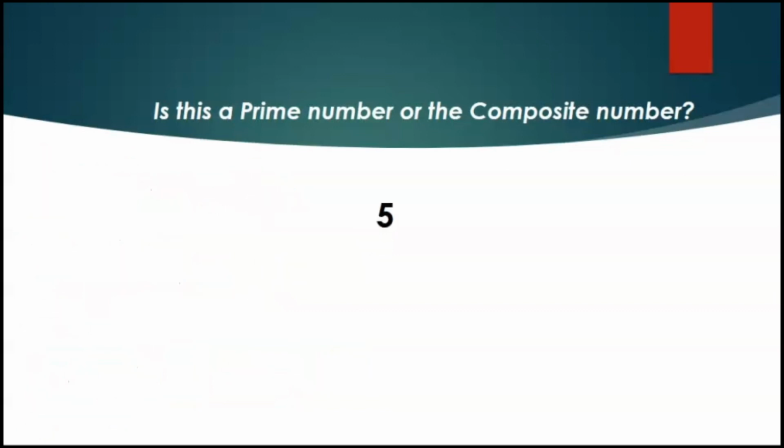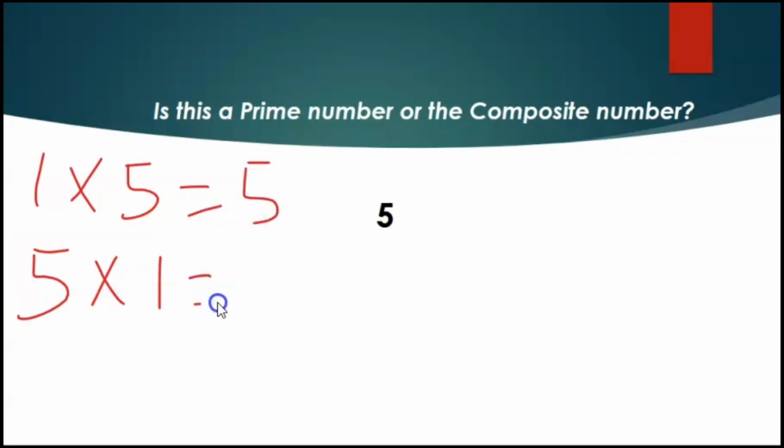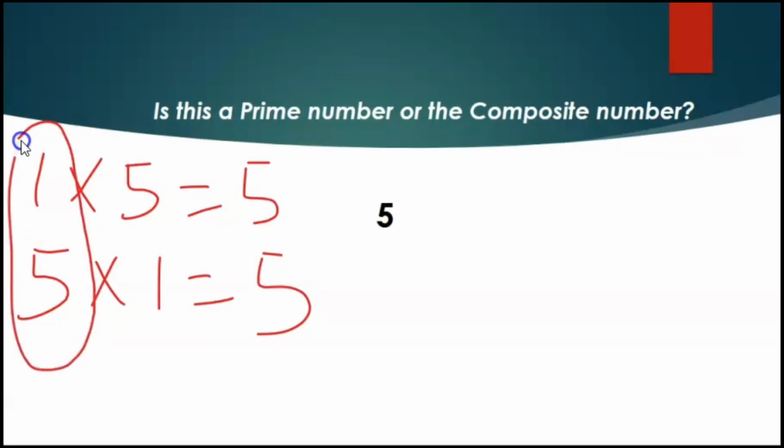Let's take a look at another number. Is 5 a prime number or a composite number? 5 is a prime number. Let's take a look at how. 1 times 5 equals 5. 5 times 1 equals 5. So 5 is a prime number because it has only two factors, which are 1 and 5.